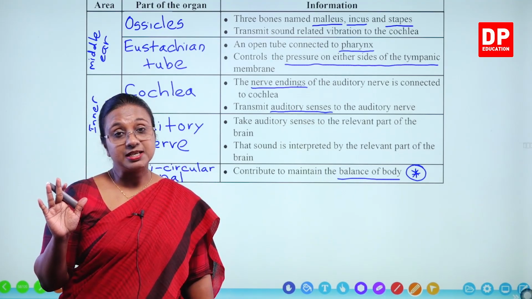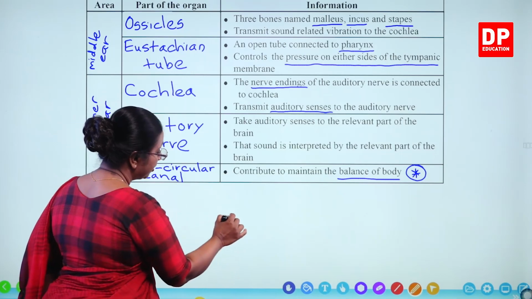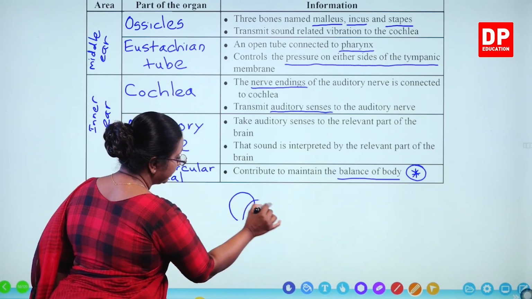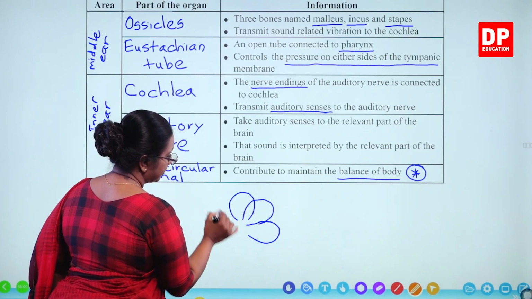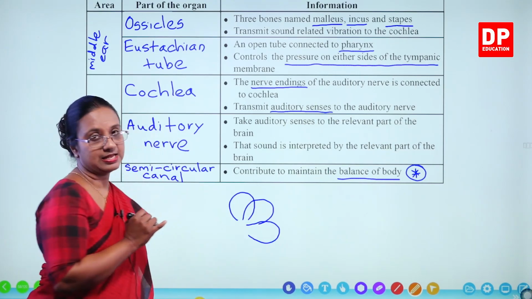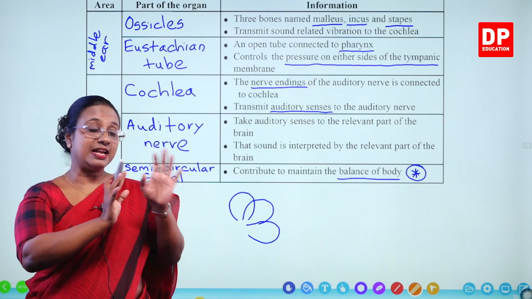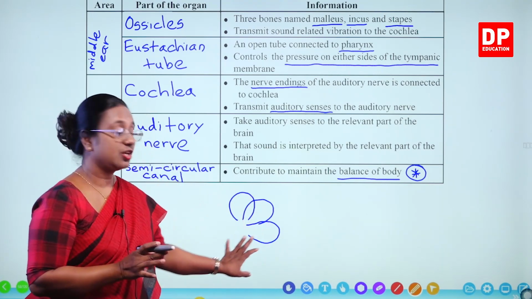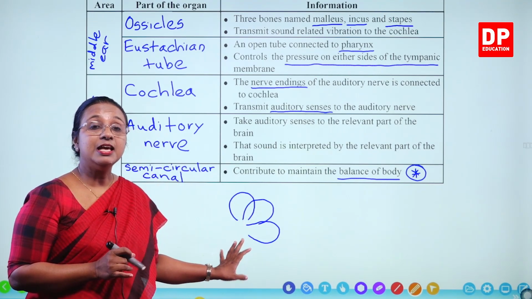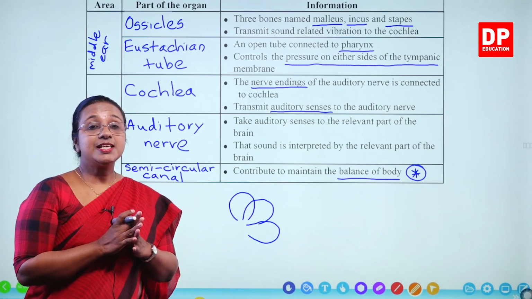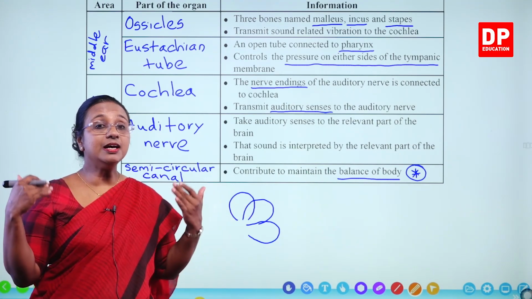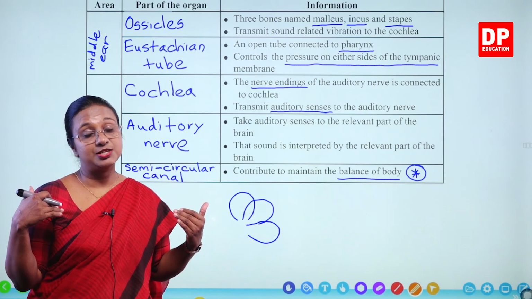The semicircular canals. Why did we call them semicircular? They were like this, something like this, semicircular canals. So those three semicircular canals, they are at an angle to each other. I have just shown it diagrammatically. There is a fluid inside and they are involved in the maintaining of balance of the body.